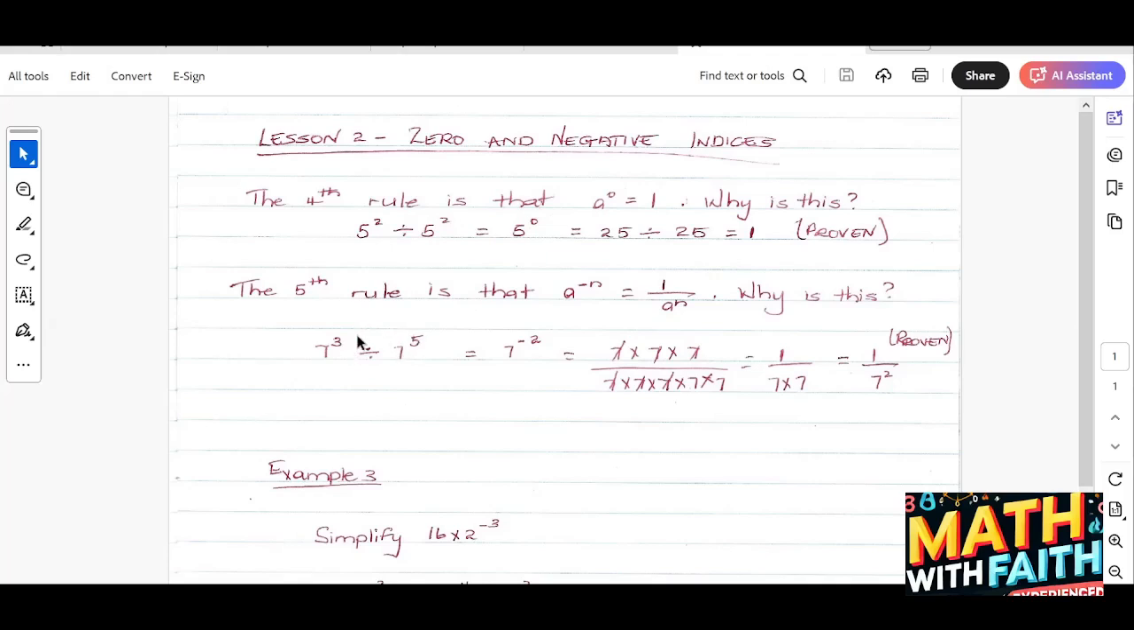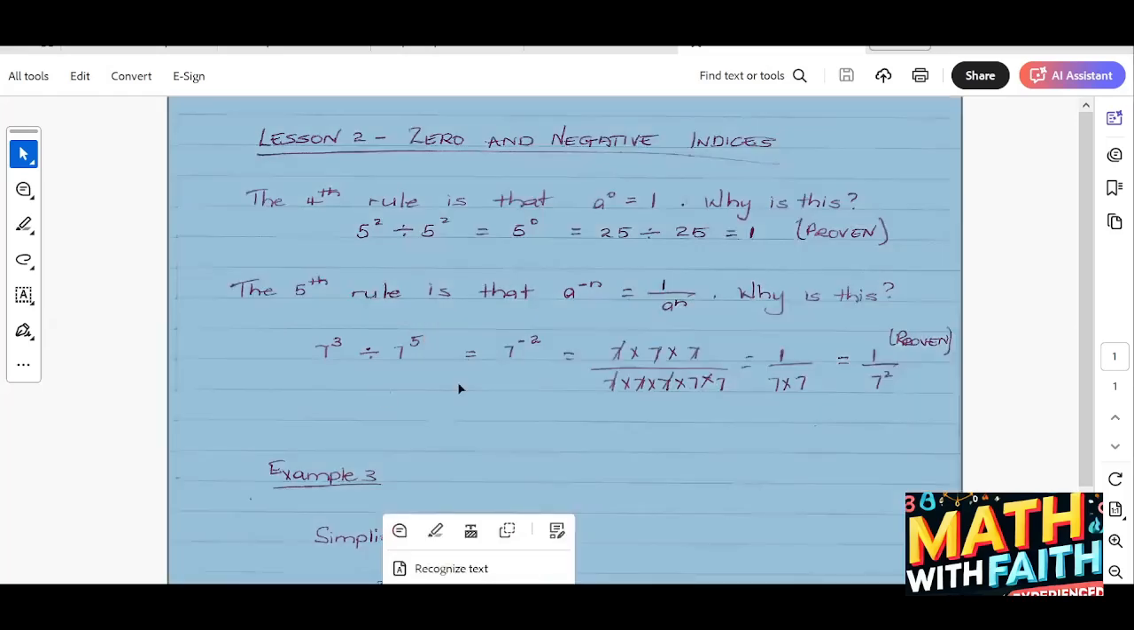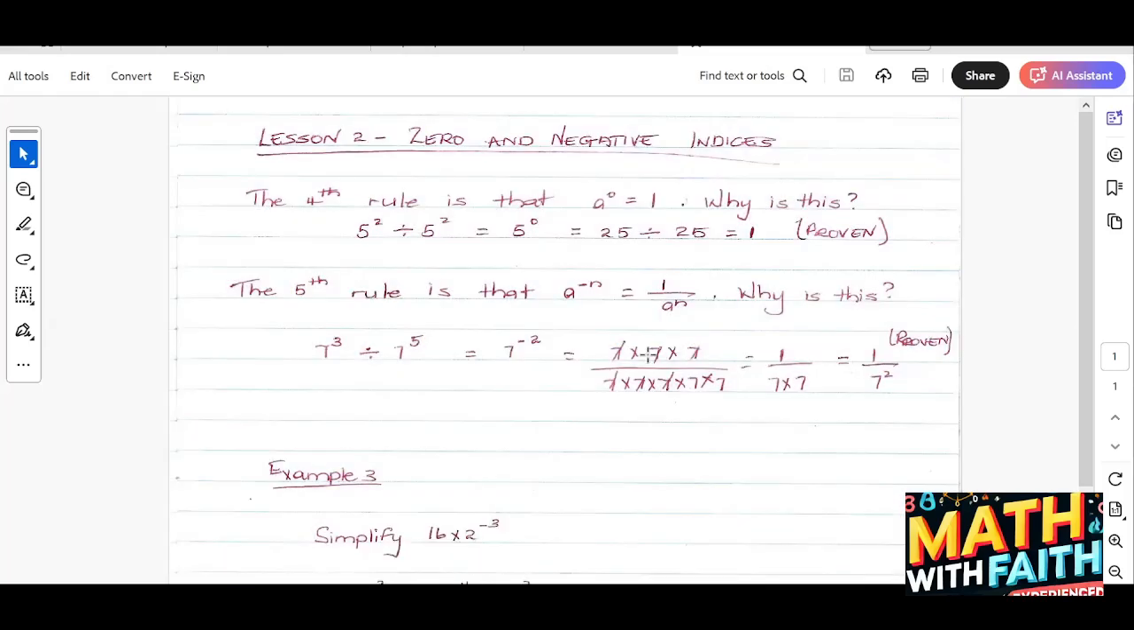Now we are going to subtract our indices. So that's 7 to the power 3 minus 5. So that's 7 to the power minus 2. So 7 cubed divided by 7 to the power 5 gives us that negative index, right? 7 to the power minus 2. So let's go back to this original thought here. 7 cubed divided by 7 to the power 5.